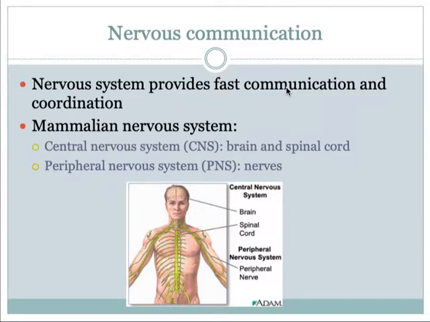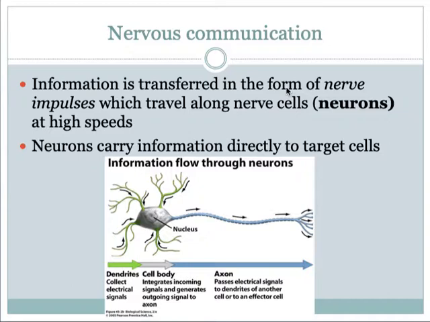Okay, so the mammalian nervous system is made up of the brain and spinal cord, which form the central nervous system, and the cranial and spinal nerves, which form the peripheral nervous system. Now, cranial nerves are attached to the brain and spinal nerves to the spinal cord. Information is transferred in the form of nerve impulses, and they travel along nerve cells at super high speeds. Nerve cells are also called neurons, and they carry information directly to the target cells. Neurons coordinate the activities of sensory receptors, such as those in the eye, decision-making centers in the central nervous system, and effectors like muscles and glands.